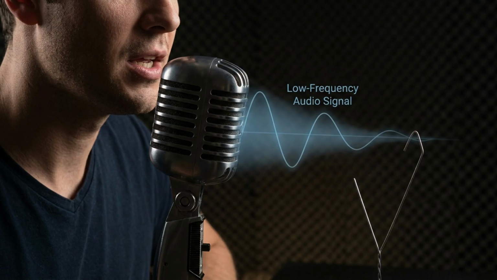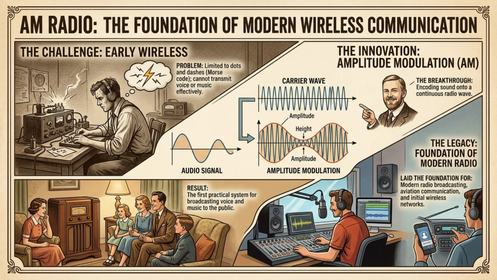Suppose we want to broadcast a person's voice over a long distance. The microphone produces a low-frequency audio signal, but this signal cannot be transmitted efficiently through an antenna by itself. We therefore need a way to place the audio information onto a high-frequency carrier while keeping the information intact. This is exactly the problem that the AM system was designed to solve. It became one of the first practical wireless communication systems and laid the foundation for modern radio communication.